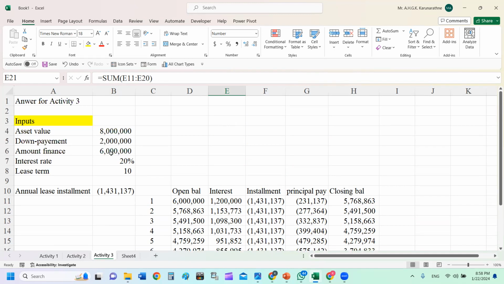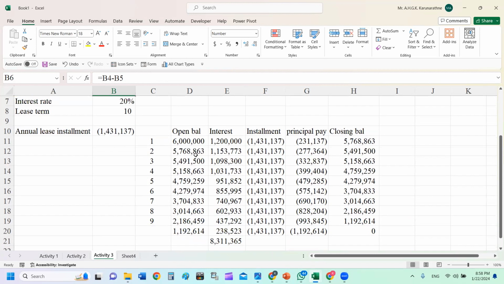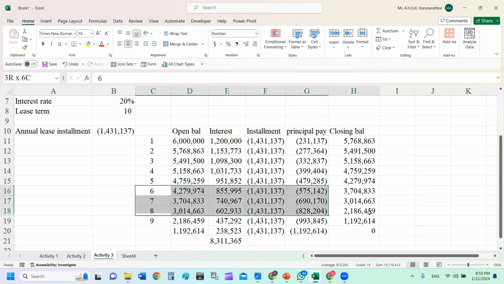Asset value 8 million, no, the amount you borrow is 6 million. The amount you borrow, the loan facility you got from the bank, 6 million. To settle 6 million, you have to keep paying interest of 8 million. 6 million loan, 8 million interest given.